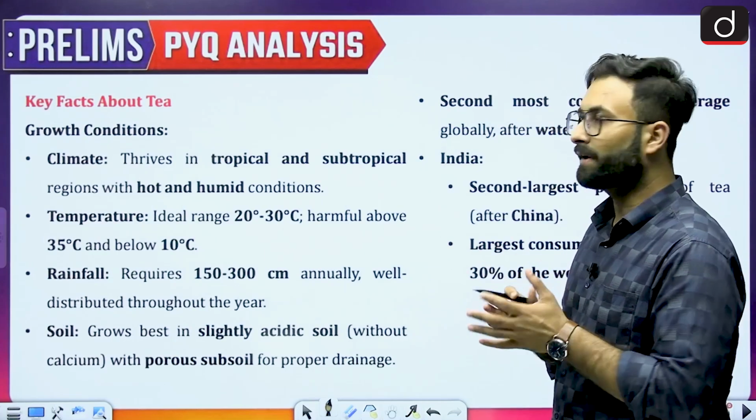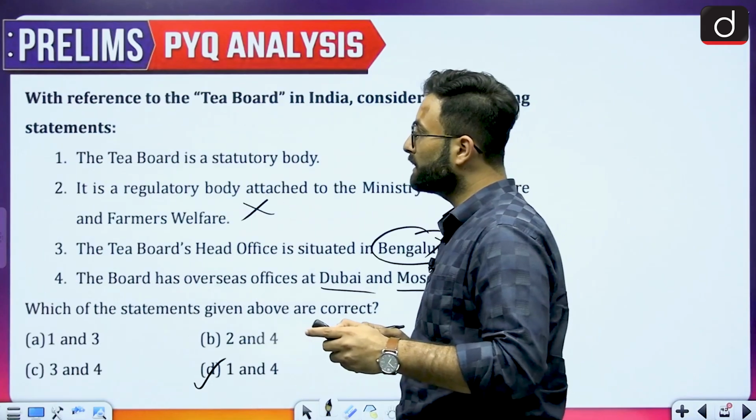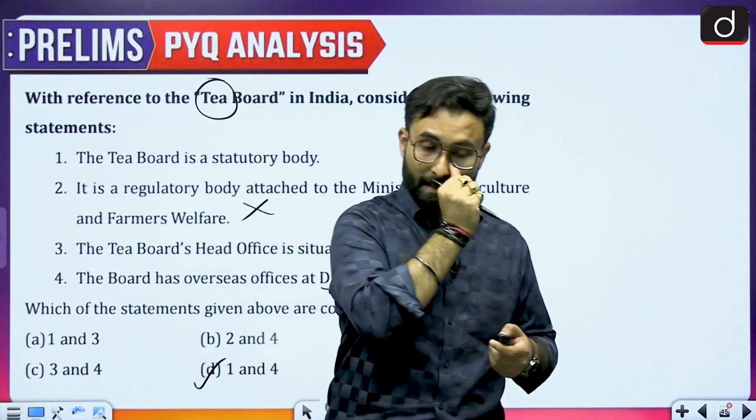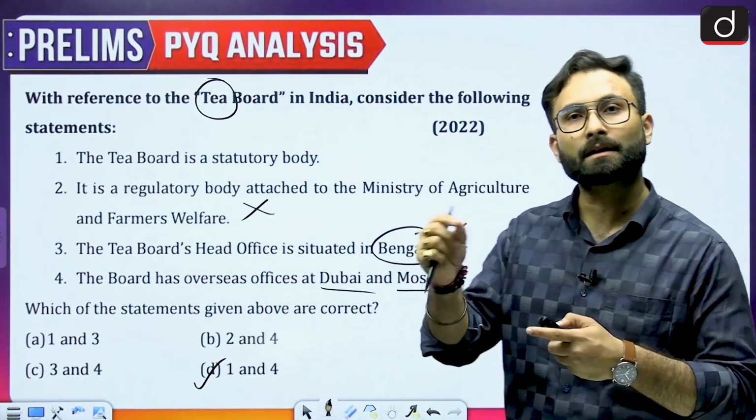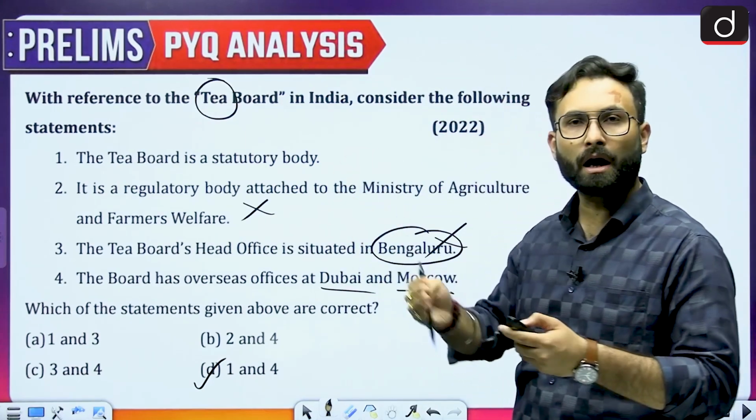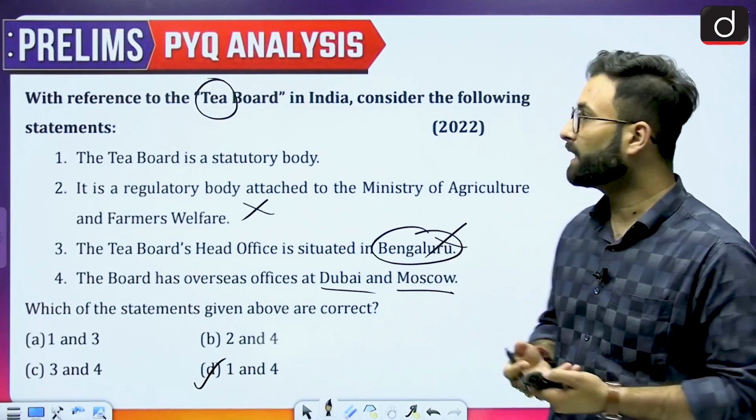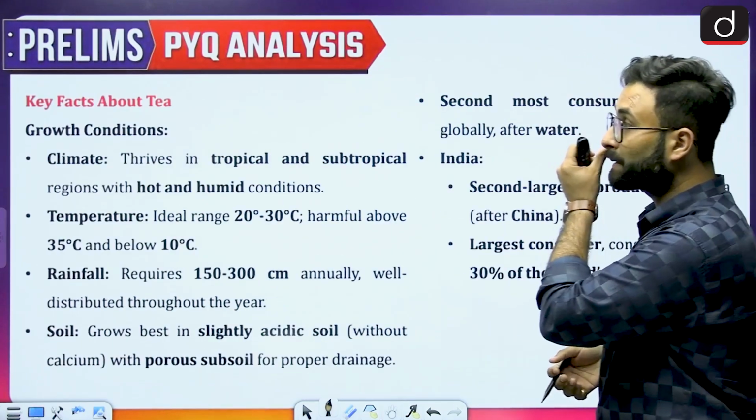We are talking about the key facts about tea. When they ask about tea in a particular question, there are high chances that they will be playing with tea or any other commercial crop. That is how you get to know what UPSC is basically asking. So if you talk about tea, there are some facts which are given.